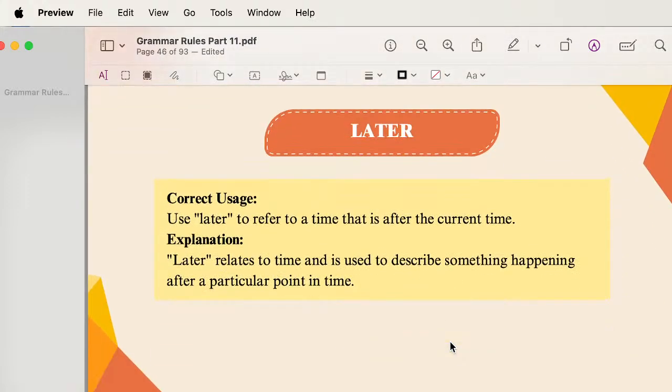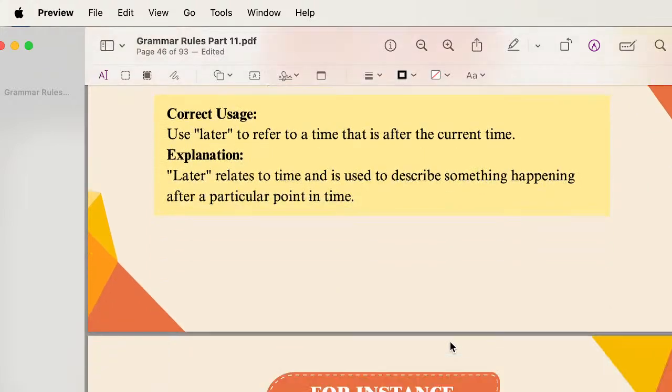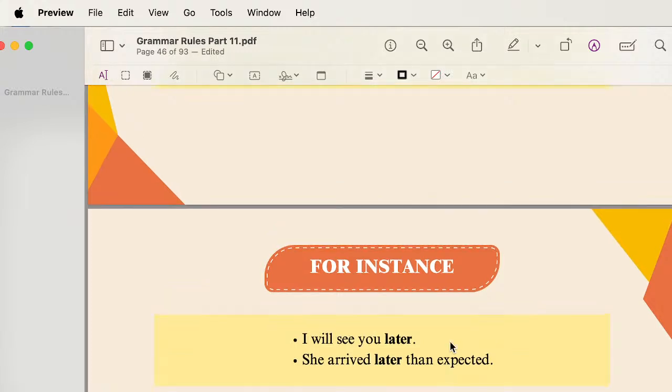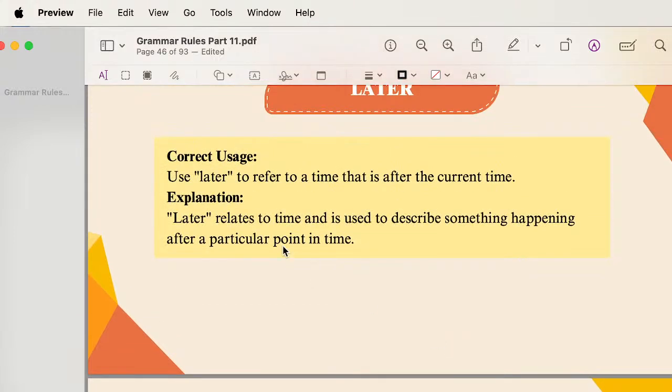And later means it refers to a time that is after the current time. So later relates to time and is used to describe something happening after a particular point in time. For instance, I will see you later. She arrived later than expected. So arriving after the expected time, you're talking about time, you are referring to time here. So in that case, you use later.